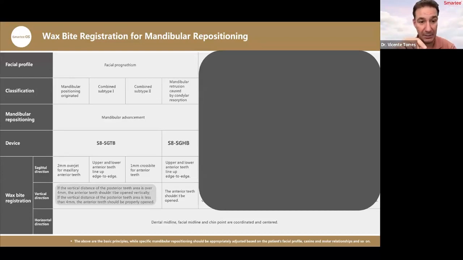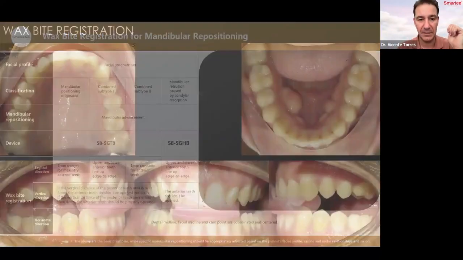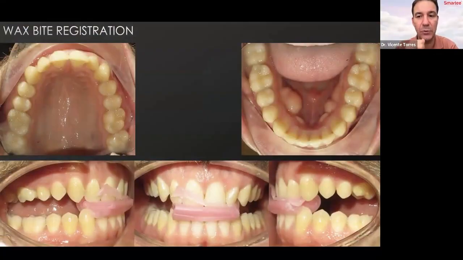So you can see here that the anterior teeth may be opened vertically. If the vertical distance of the posterior teeth area is less than 4 or 5 millimeters, the anterior teeth should be properly opened. Don't worry about it. The most important thing is not the anterior contact, it is to leave 5 millimeters of open bite in the posterior area. So for example, this is the patient with the wax registration.